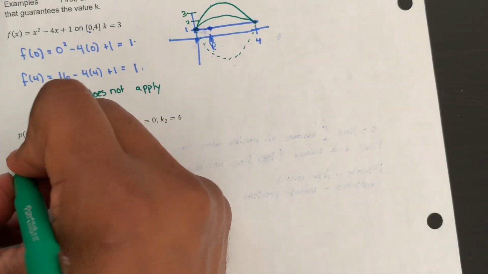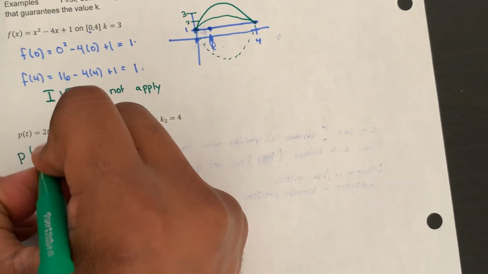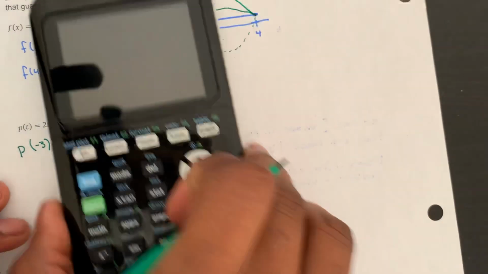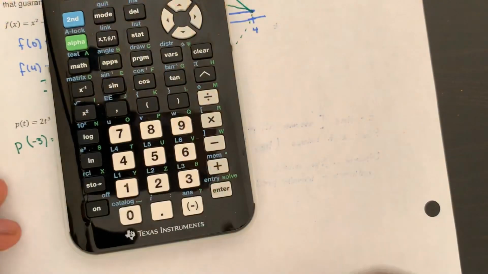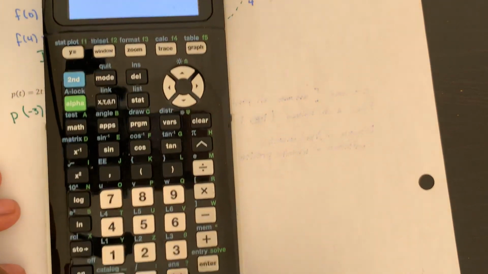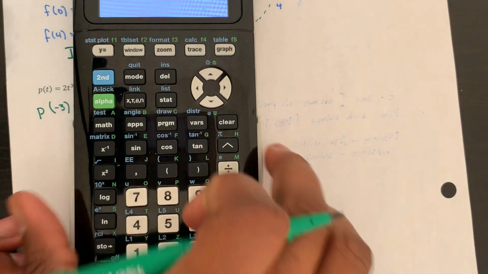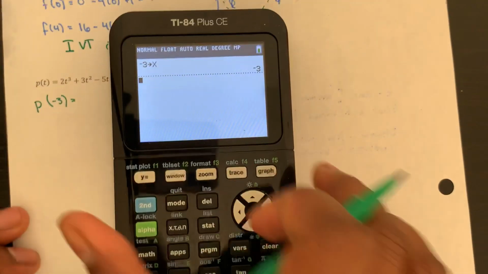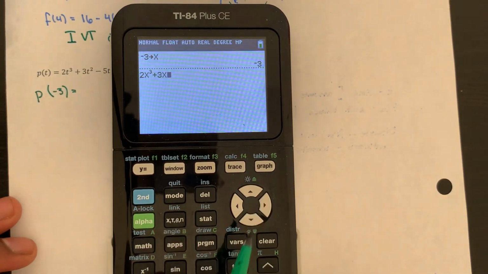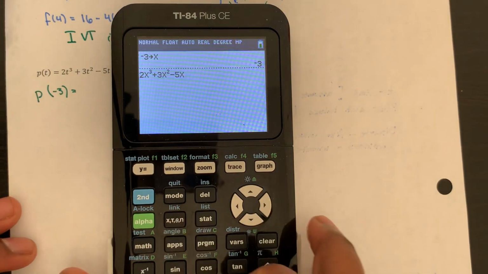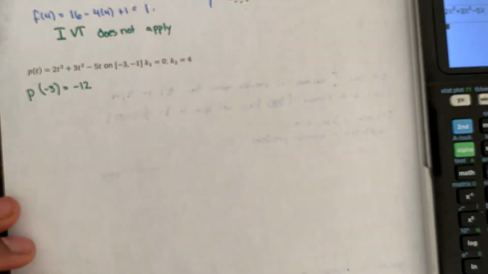So let's see, p of negative 3 is equal to, I'll just use a calculator. Let's see, we can learn some calculator tricks. All right, so if you don't know this, I'm assuming you do at this point, we can do -3 stores as x. We press enter. And then we just type in our equation: 2x math 3 is how we get the cube, plus 3x squared minus 5x. And we press enter. So p of -3 is -12.